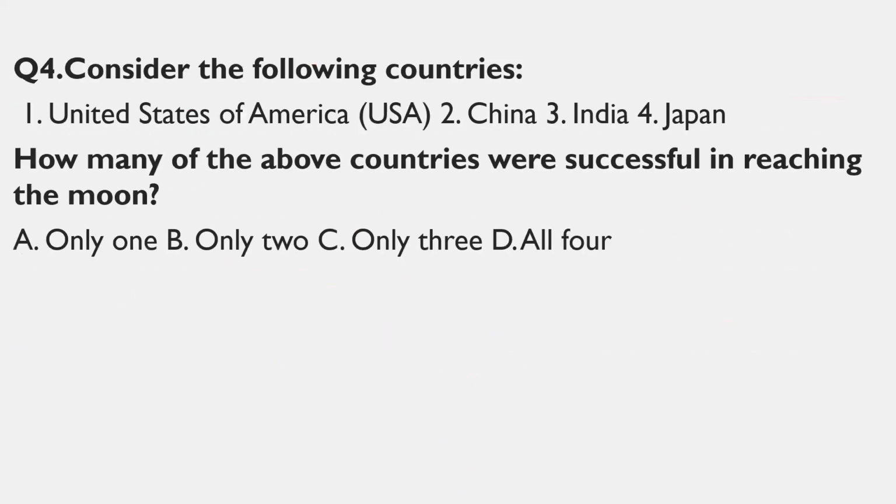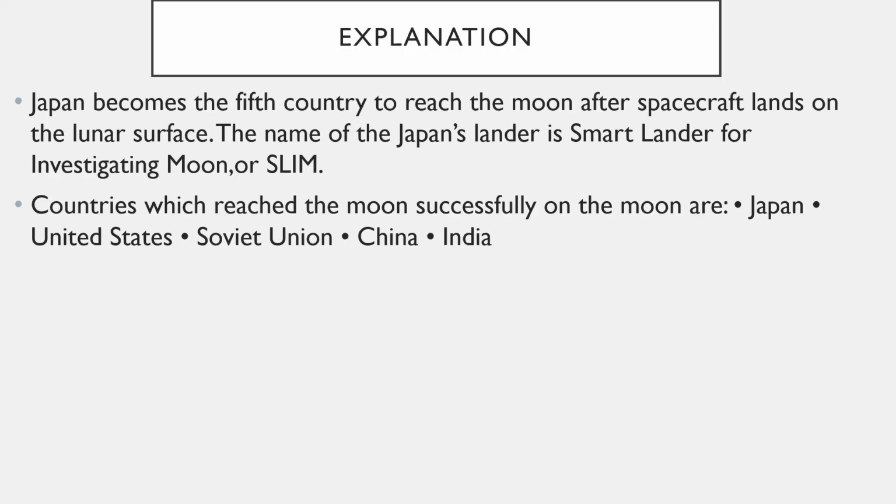Moving on to the fourth question. As you all know, the concept of moon landing is very much in the news. So I am asking a question: which countries have been successful in reaching the moon? Japan is the latest country now. Japan's lander mission is SLIM, Smart Lander for Investigating Moon. The countries which have already reached the moon successfully are Japan, USA, USSR, China, and India. So you can write down these points.